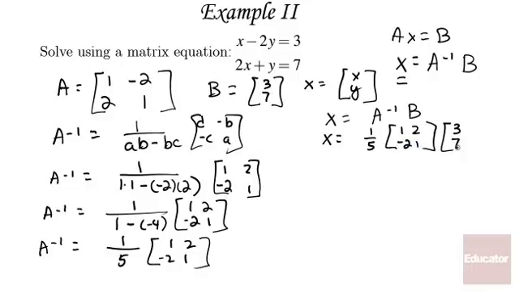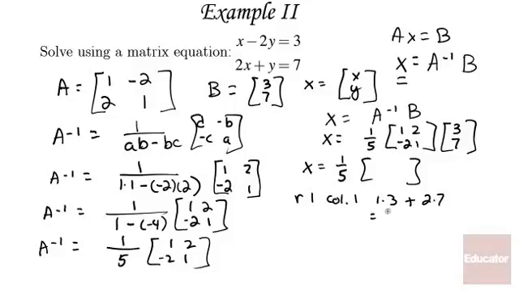B is 3, 7. Okay, now I'm going to go ahead and do my matrix multiplication to find the product matrix. So the product matrix would be for row 1, column 1. This is 1, 2 times 3, 7. So 1 times 3 plus 2 times 7 equals 3 plus 14. That's 17. So 17 right here.